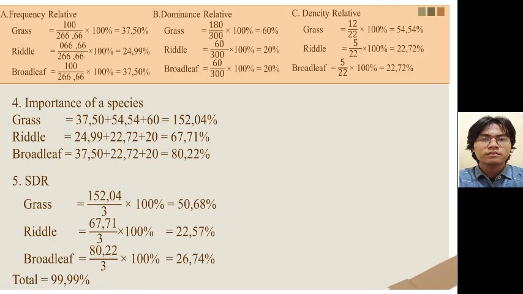Next, 4. Importance of species. Importance of species is relative density plus relative frequency plus relative dominance.